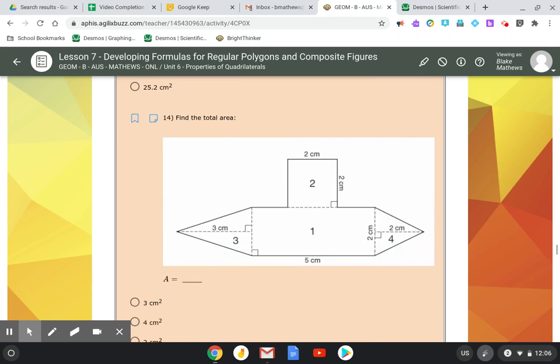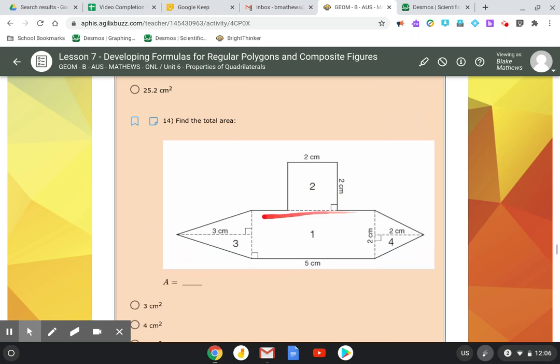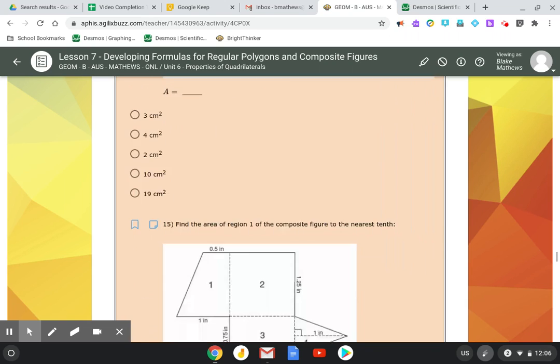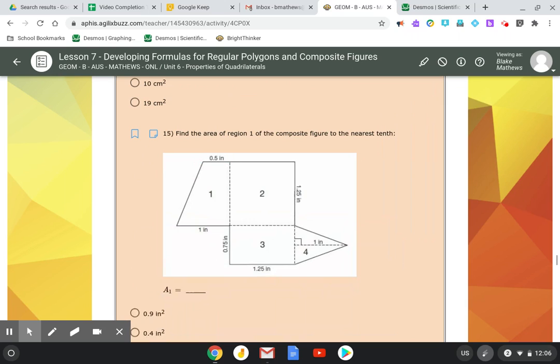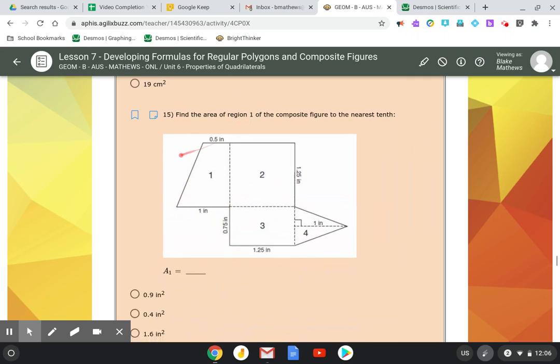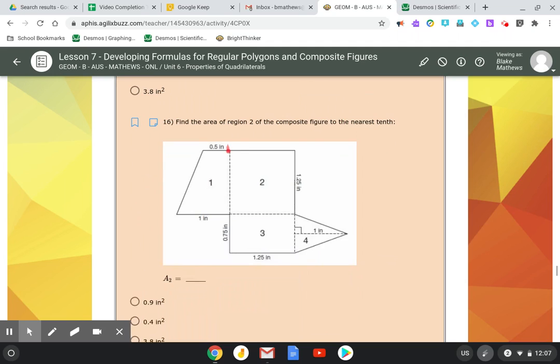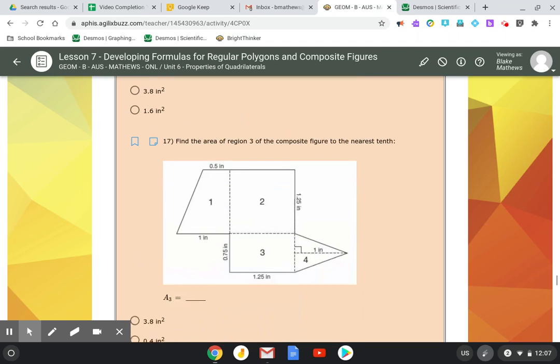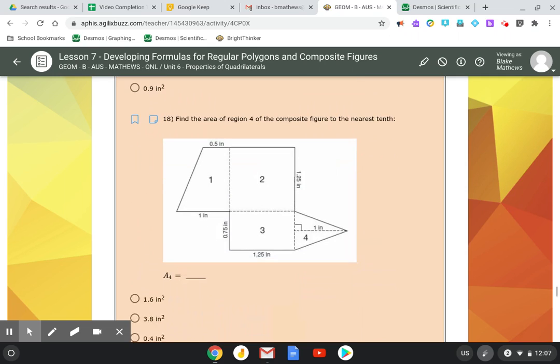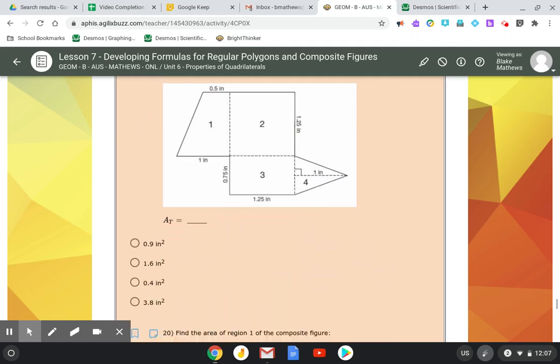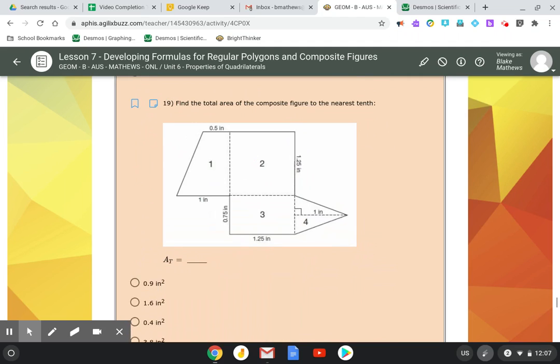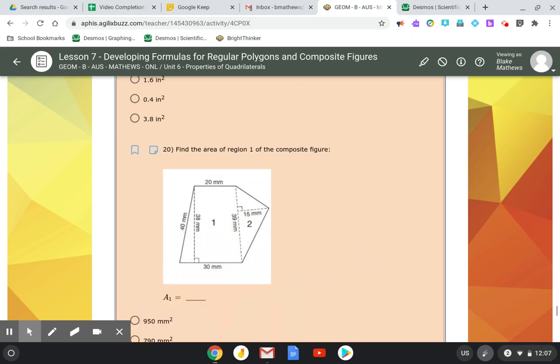More regular polygons. Another composite figure. There's 4 parts: trapezoid, square, rectangle, triangle. I'm just giving you that so that you can know which formulas to use for those. And here they actually have you find region number 1, trapezoid. Region number 2, square. Region number 3, rectangle. Region number 4, triangle. And then finally, find the total area. Add up those 4.